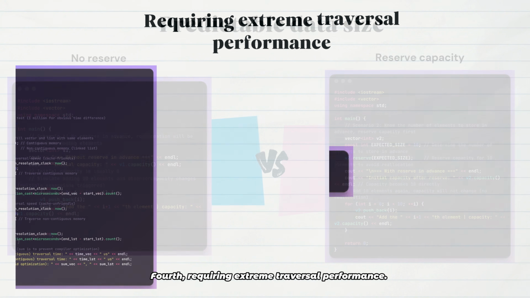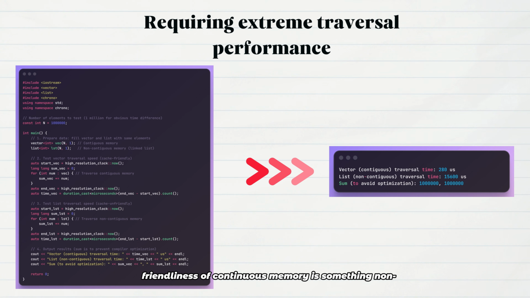Fourth, requiring extreme traversal performance. The cache friendliness of contiguous memory is something non-contiguous containers like list or map can't match. Traversal is simply faster. This is why game engines, high-performance computing frameworks, and various low-level libraries heavily use vector. They use vector where it fits best, leveraging its strengths.